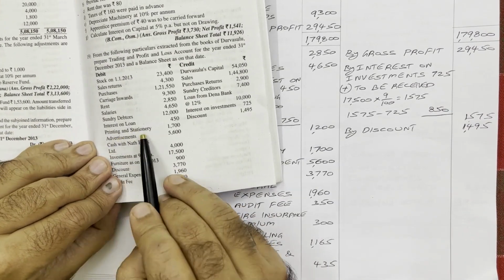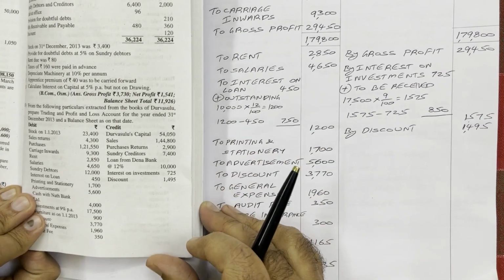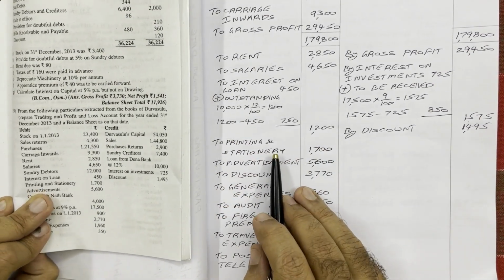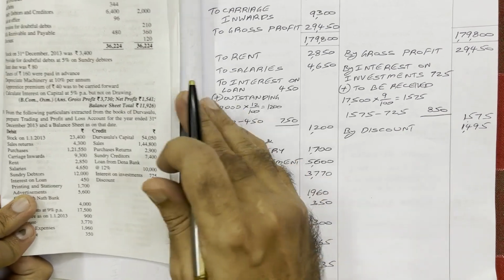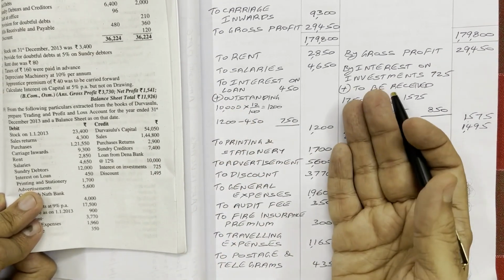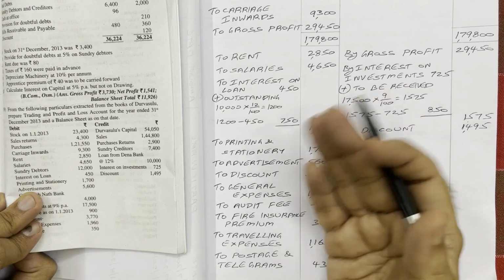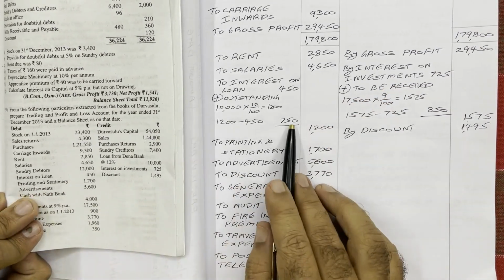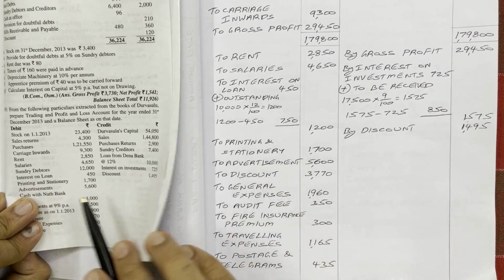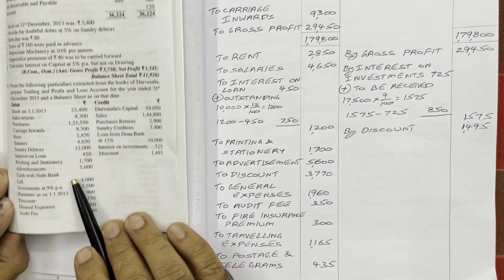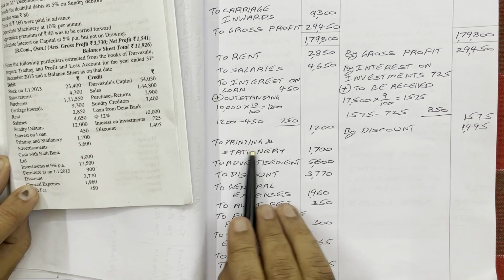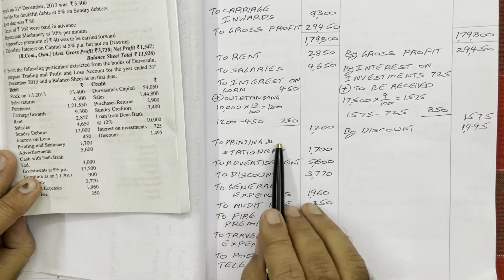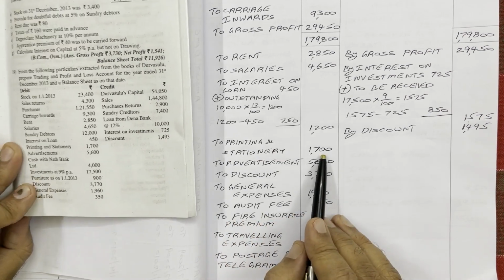Next, printing and stationery. We are printing some bill books. Stationery, we are maintaining the office. So it is office-related expenditure. For example, stationery items we bought, books we bought, calculator, pencil. So these two expenses are not related with the manufacturing process. Means these are indirect expenditure. So where do we have to show them? Profit and loss account debit side. No adjustment. Therefore amount in the outer column. To printing and stationery 1700.